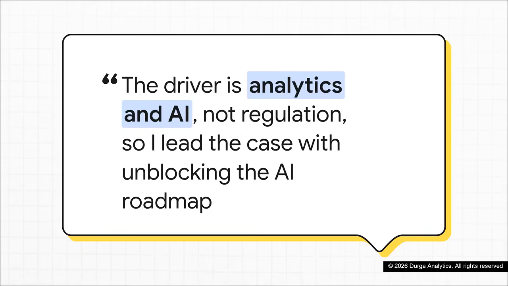You look at them and say, the driver here is analytics and AI, not regulation. So I'm going to lead my business case with unblocking the AI roadmap. AI models require trustworthy, well-described data with clear provenance, and governance provides exactly that. Boom.